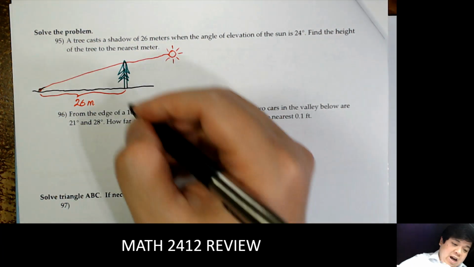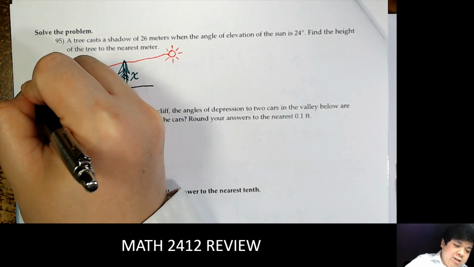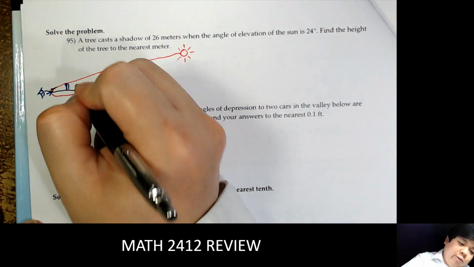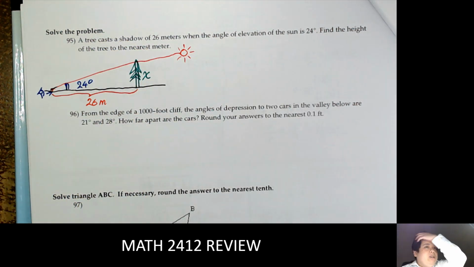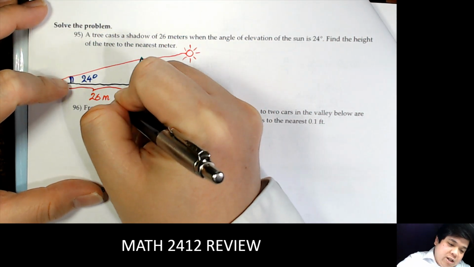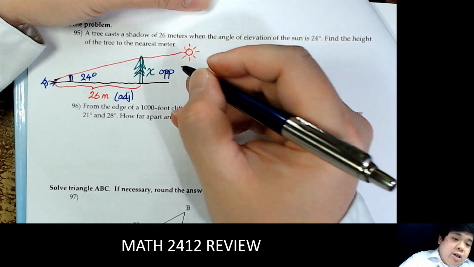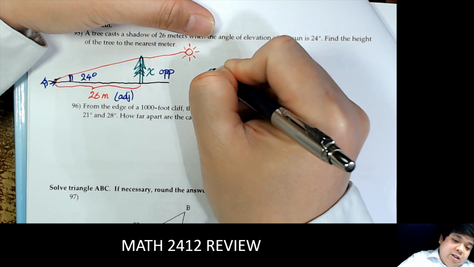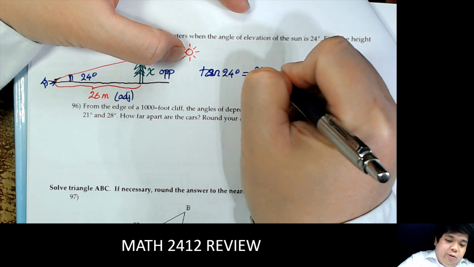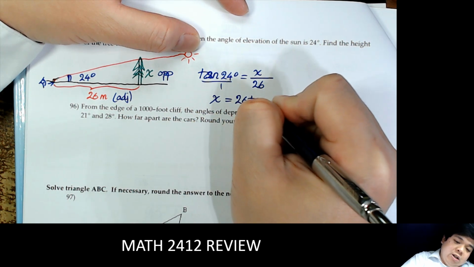Let the height of the tree be x. And the angle of elevation is here. When we look up in that direction, that will be 24 degrees. Now this is rather obvious. With respect to 24 degrees, the x is the opposite and 26 is the adjacent. I'll just look for the ratio that has both opposite and adjacent. So that would be tangent of 24 degrees equals opposite over adjacent. Just cross multiply: x equals 26 tangent of 24 degrees.